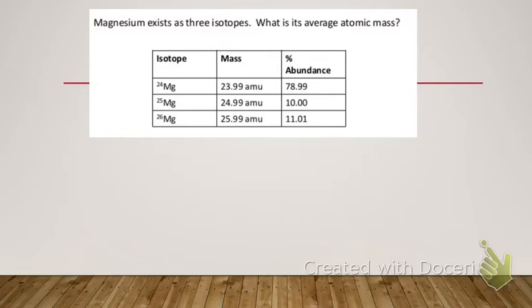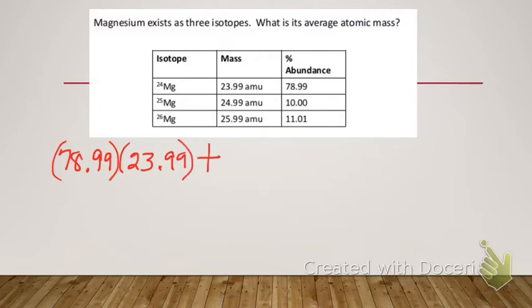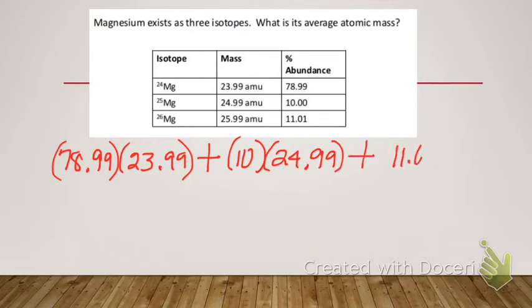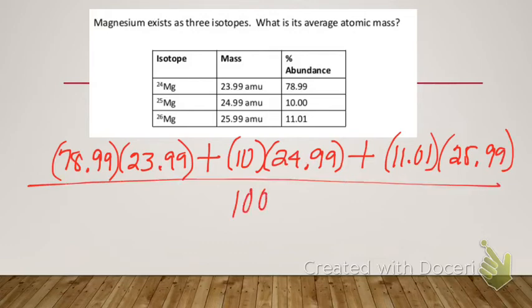Okay, so we're going to take and we're going to say 78.99 times 23.99 plus 10 times 24.99 plus 11.01 times 25.99 divided by 100.